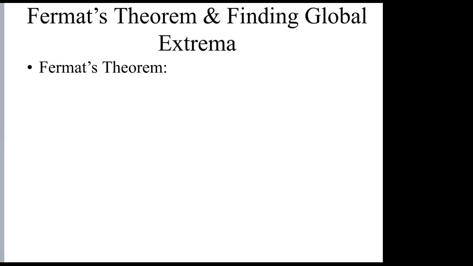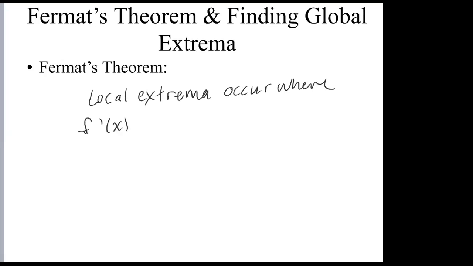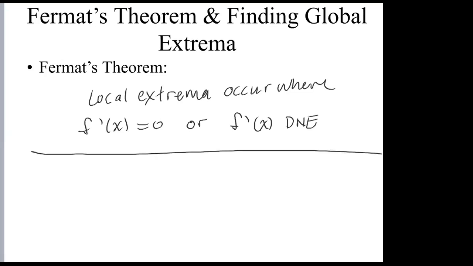All right, back at this. So for Fermat's theorem, we said that if f has local extrema, they occur where f prime of x, the derivative, is equal to 0, or where f prime of x does not exist. Those are local extrema.